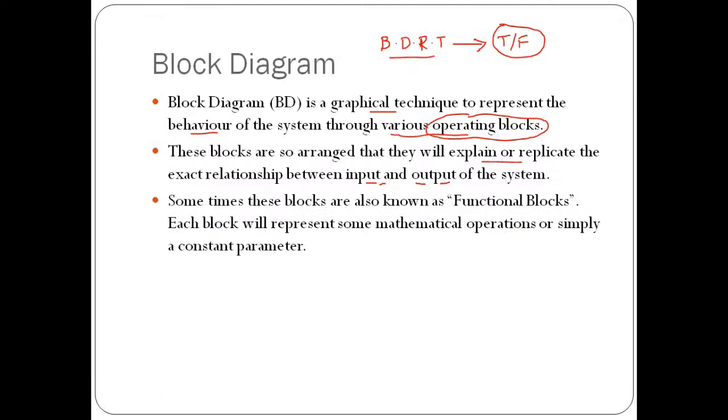Now, sometimes these blocks are also known as functional blocks. Why are they called functional blocks? Because inside those blocks we define the functionality of the system. For example, in some cases the input is related to the output by addition, by subtraction, or by multiplication with some constant parameter. Whatever functionality correlates the input and output, we define inside that block. That's why those blocks are also called functional blocks.